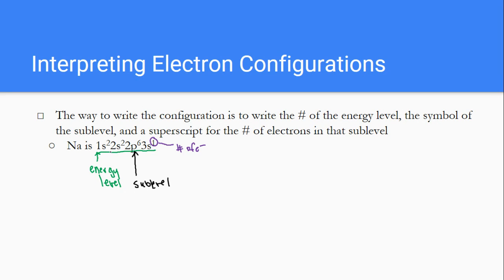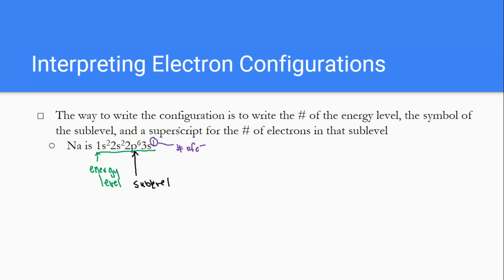So what does this whole configuration mean? It means that sodium has 2 electrons in the S sublevel of the first energy level. It has 2 electrons in the S sublevel of the second energy level. It has 6 electrons in the P sublevel of the second energy level, and it has 1 electron in the S sublevel of the third energy level. It is a way of telling me where the electrons are located in sodium.